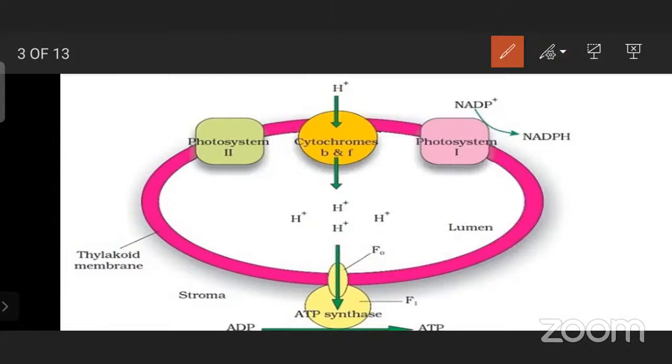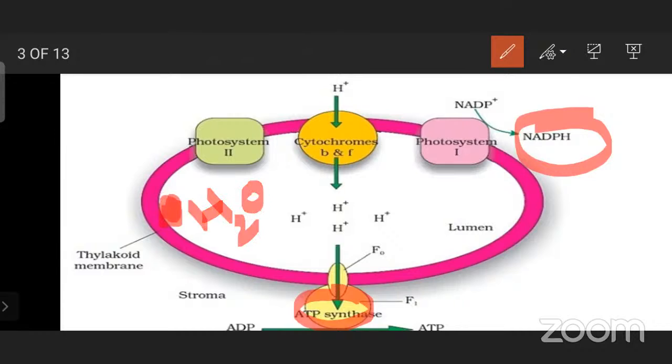So here, finally, the main concept is the formation of ATP and NADPH, and also photolysis of water takes place here in the inner membrane of these thylakoids, in the water splitting complex, where water is going to split and oxygen is going to get released. These three things are the important things taking place in the light reaction, and you have to learn about how ATP is synthesized and how NADPH is going to get synthesized.